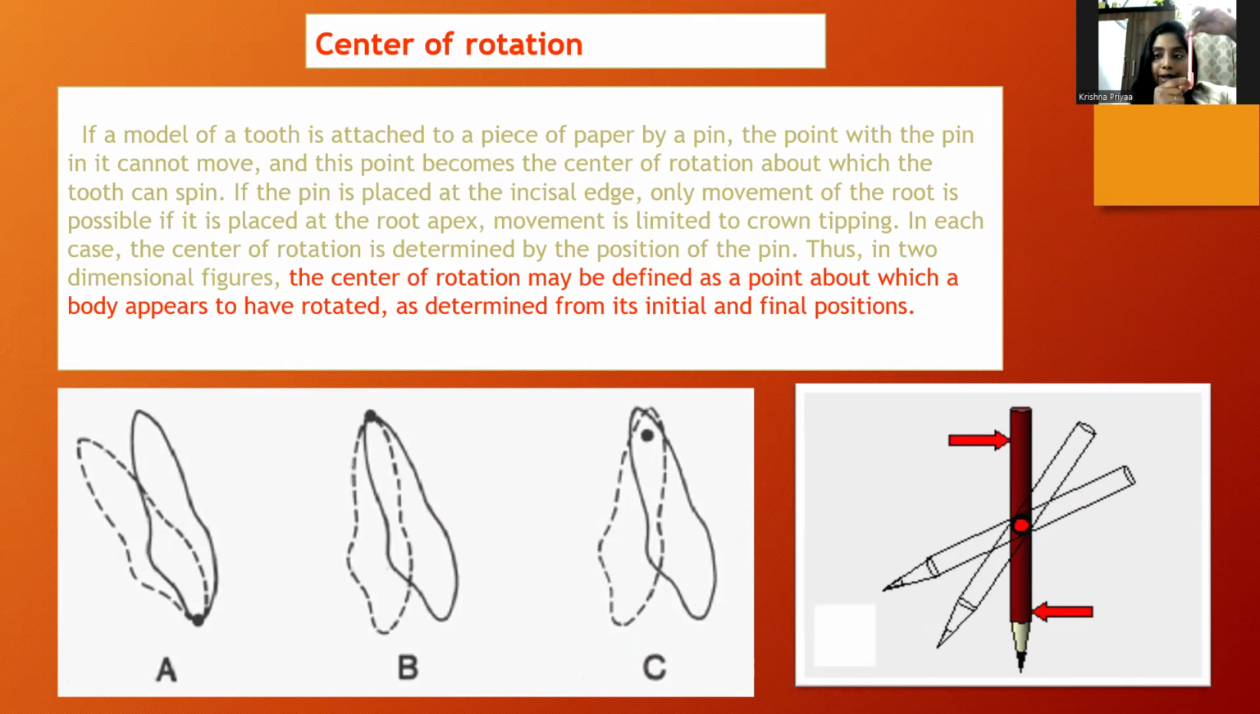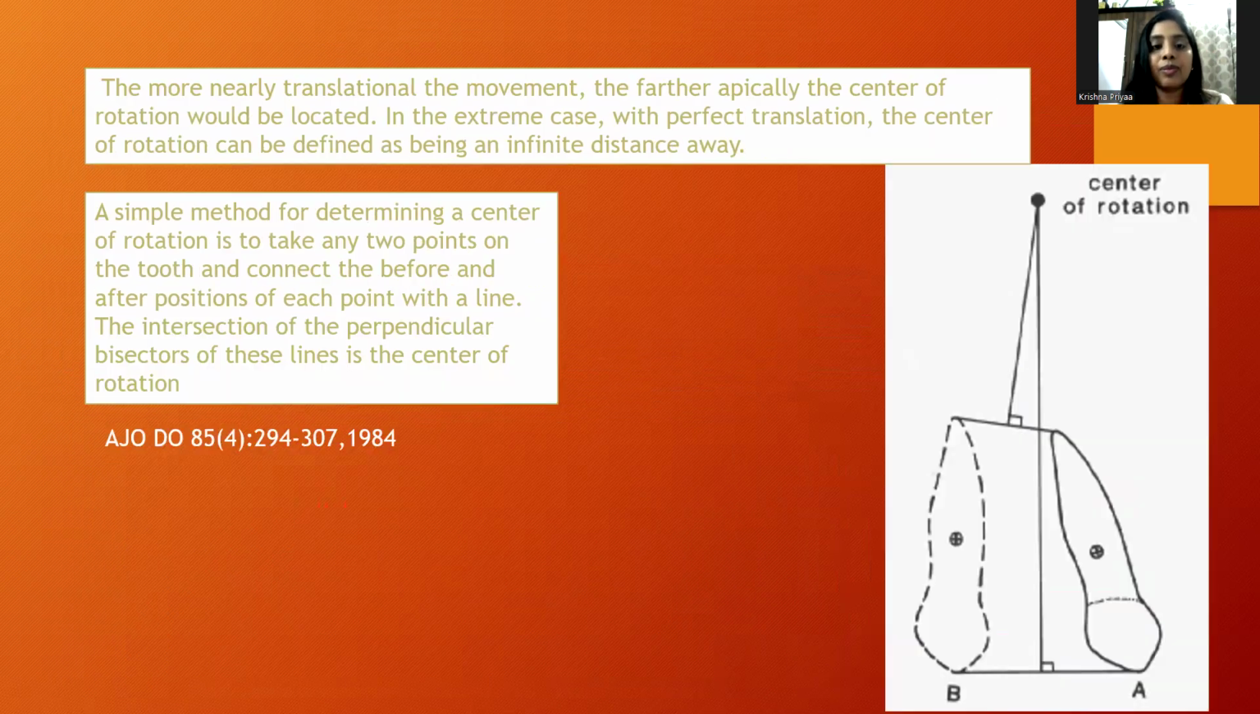Either the point can be here, wherein I push the force here and it moves, or the point may be here and I'm giving a force and it moves. Correct? So the more nearly translational the movement, the farther apically the center of rotation. The extreme case, with a perfect translation, what happens? There is no rotation, right? So the point of center of rotation is going to be at infinity. Now, when the tooth is moving like a translation, the center of rotation point is at infinity. But when there is a center of rotation point here, then the tooth is going to rotate. Okay? Understand that?